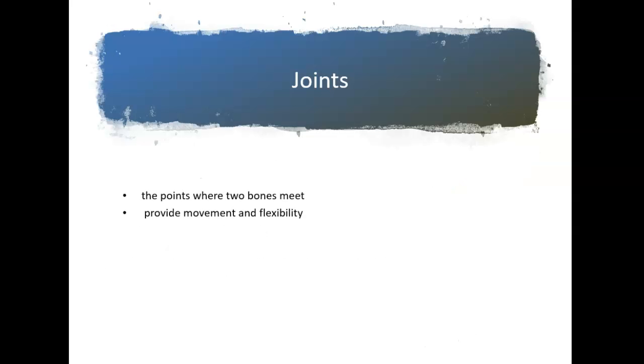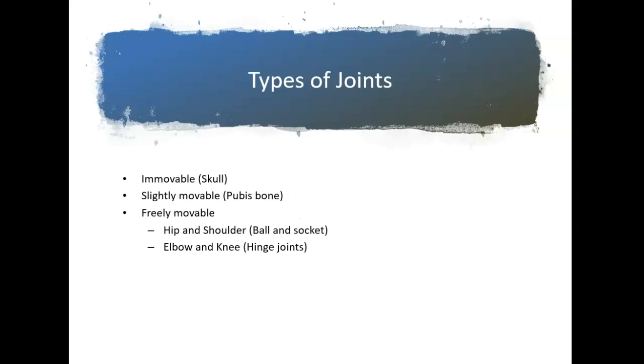Joints. The joints are where 2 bones meet. They provide movement and flexibility. Types of joints are immovable. An example of an immovable joint is the skull. Slightly movable, an example would be the pubis bone. Freely movable would be your hip and shoulder, which are ball and socket joints, and your elbow and knee, which are considered hinge joints. That's it.